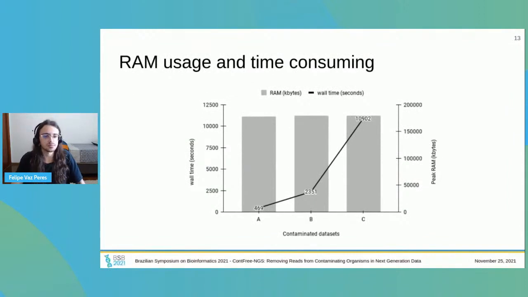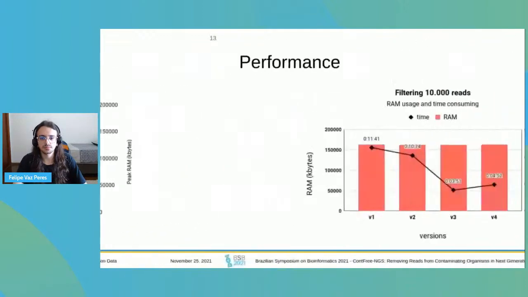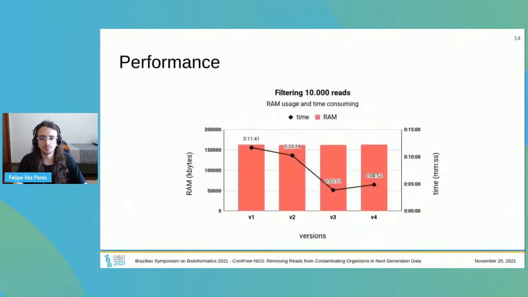And that is the run usage and time consumption of Control-NGS. As you can see here, the wall time scales fast with the number of reads, but the memory is constant. And as I mentioned earlier, Control-NGS is the first software that I developed, so I tested various ways to do this process faster.